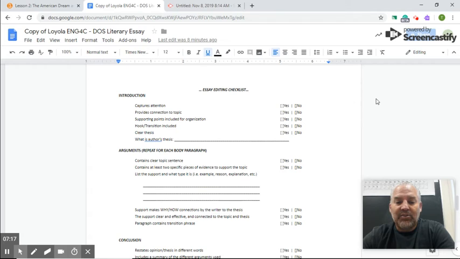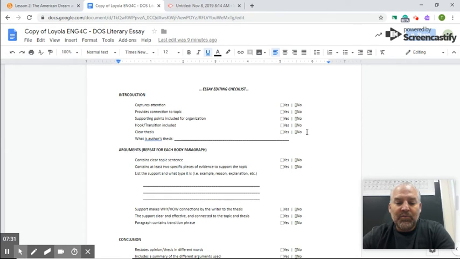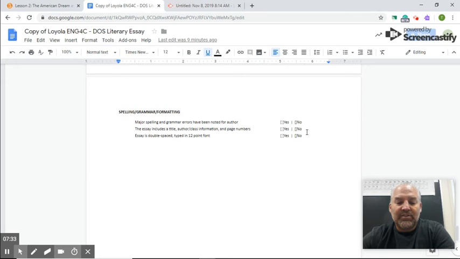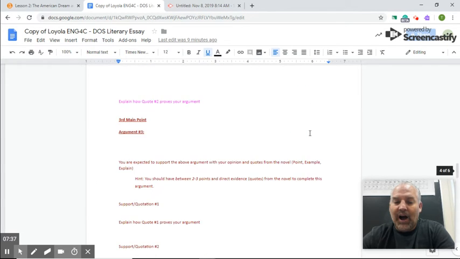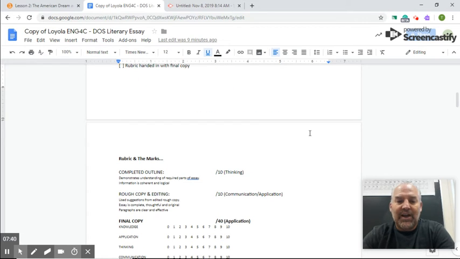So to make sure that you have these things, does your introduction capture the attention? Connect to the topic? Are there supporting points? Is there a hook? Is there a clear thesis? So if you are able to check yes for all those things at the end of when you think you're done, then you're doing a good job. So you can go through and check out this checklist as well for how to write the essay. I will be walking through it very slowly. I'm going to give you lots of examples and lots of time.